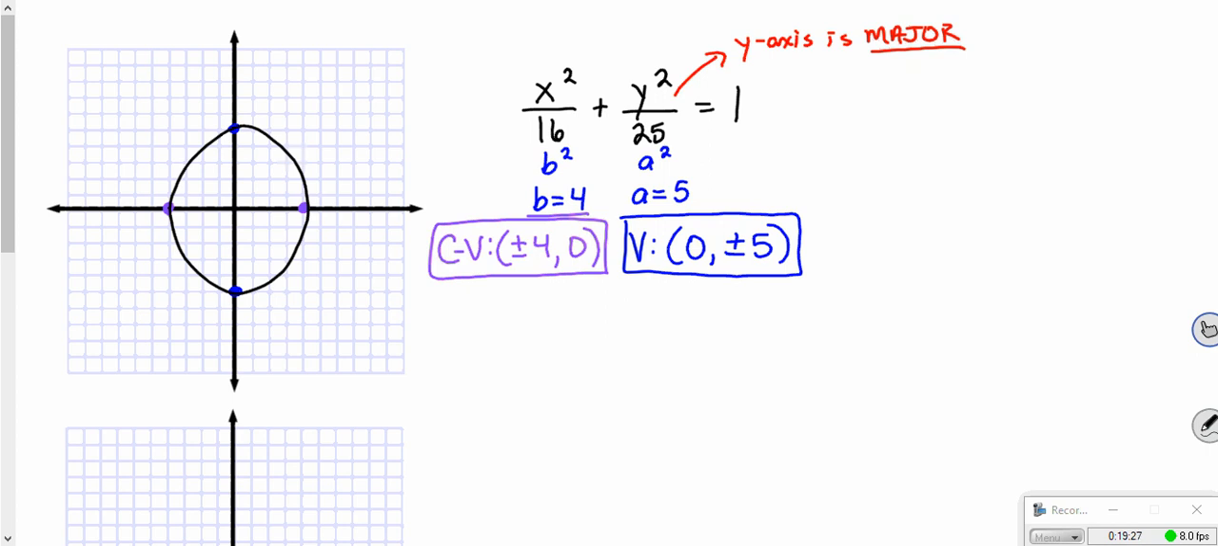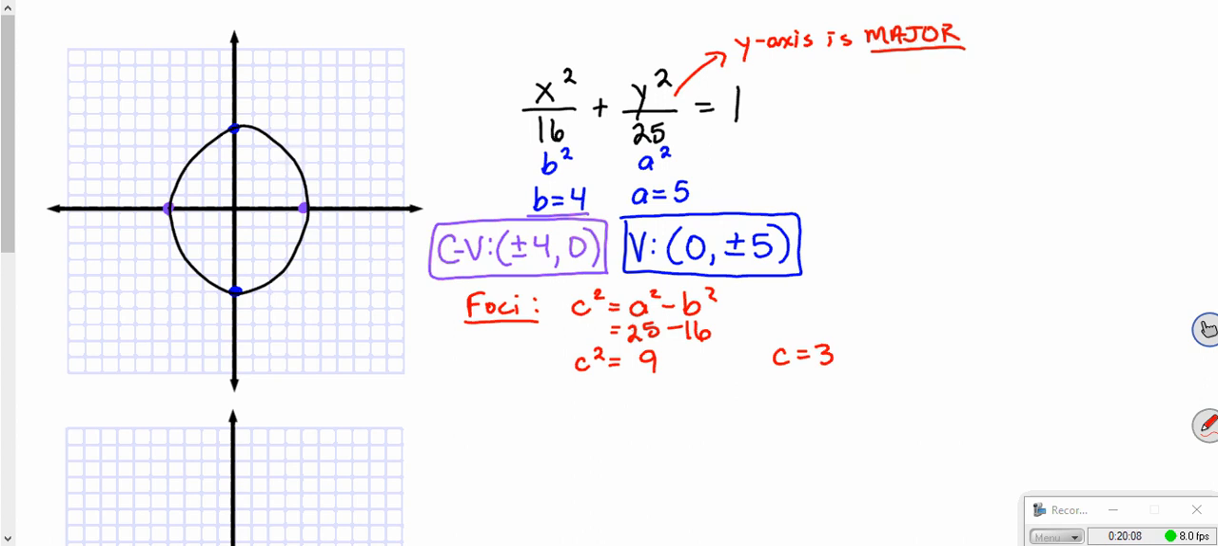Now, foci. I believe they also wanted the foci. The directions say graph the equation, identify the vertices, co-vertices, and foci of the ellipse. So we have to find the foci. Remember, for foci, c squared equals a squared minus b squared. So in this case, that is 25 minus 16, which is 9. So c equals 3.